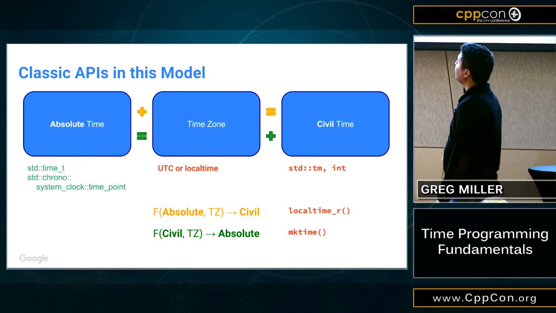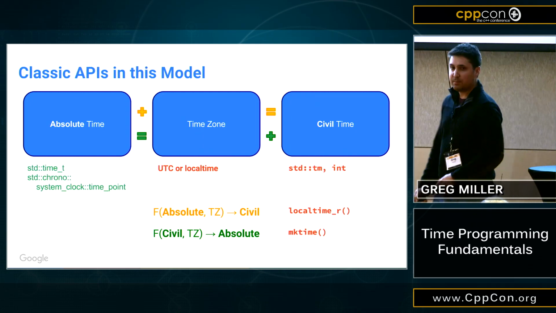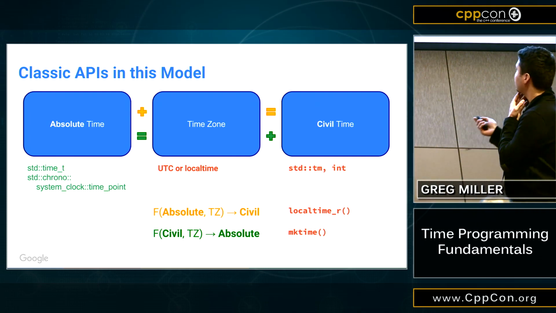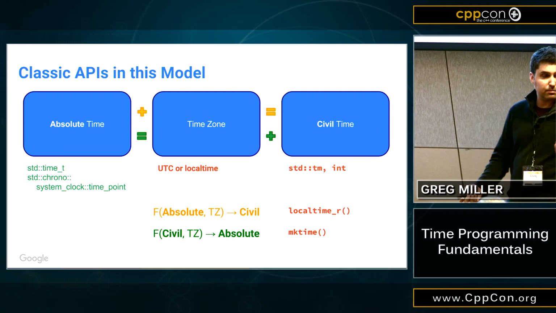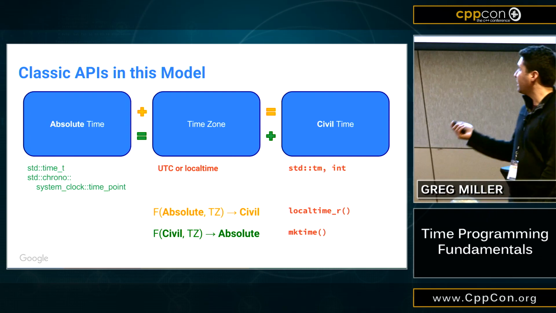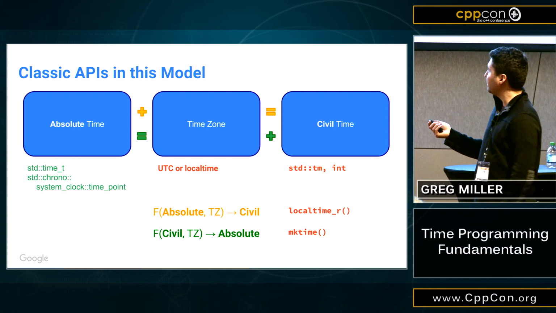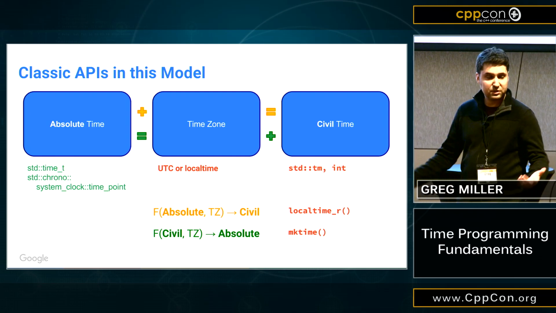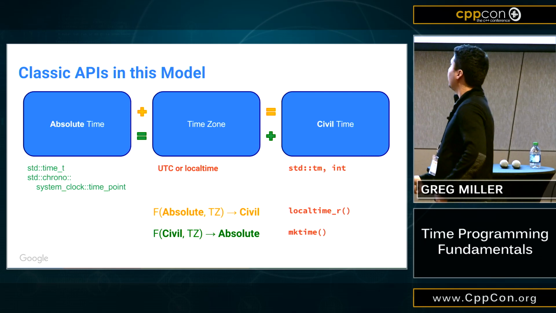So let's take a look and see how these classic APIs fit into this model. I've written some of the types and functions here in green. I think these are a pretty good fit. A time_t is a fine absolute time, other than it only has second granularity, but that might be fine in some cases. std::chrono::system_clock::time_point is another, that's great, fits very well.